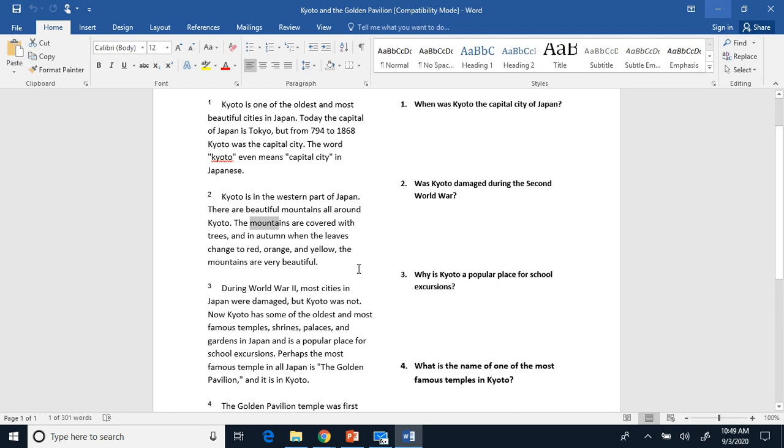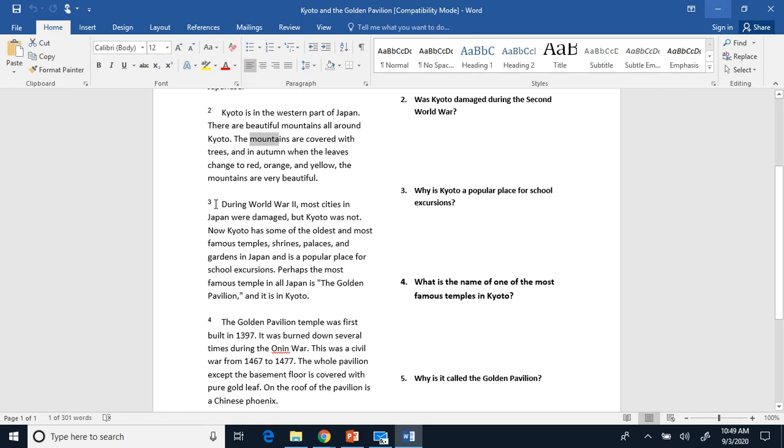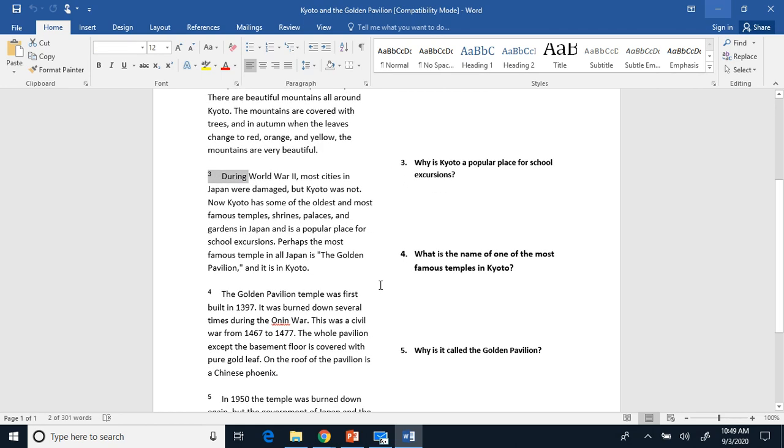The mountains are covered with trees, and in autumn, when the leaves change to red, orange, and yellow, the mountains are very beautiful. During World War II, most cities in Japan were damaged, but Kyoto was not. Now Kyoto has some of the oldest and most famous temples, shrines, palaces, and gardens in Japan, and is a popular place for school excursions.